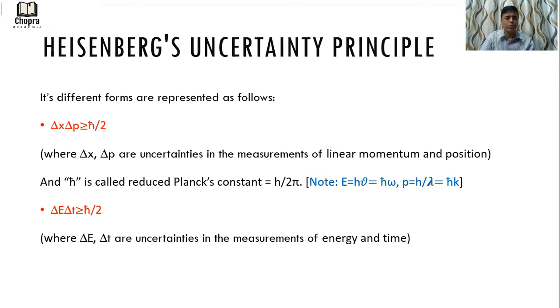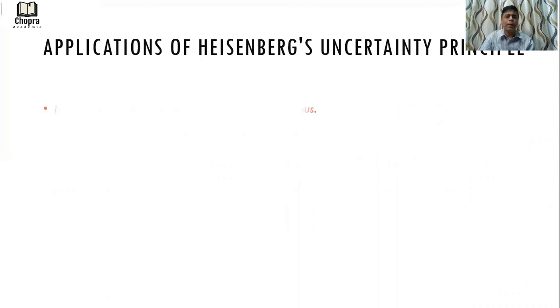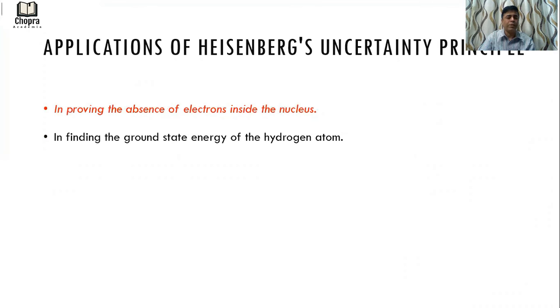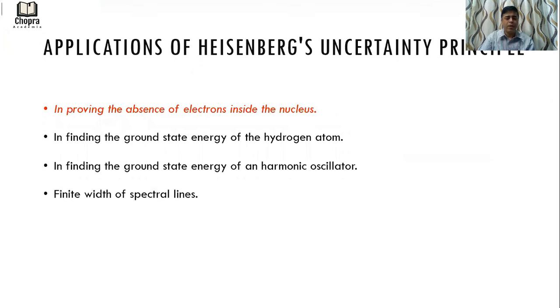Now, what are the applications of Heisenberg uncertainty principle? The applications are many, but here we'll be doing only the first one, highlighted in red, that is proving the absence of electrons inside the nucleus. Other applications are finding the ground state energy of the hydrogen atom, finding the ground state energy of a harmonic oscillator, and finding the finite width of spectral lines. That means spectral lines cannot be measured with infinite accuracy; there has to be some finite width associated with the measurement of spectral line width.